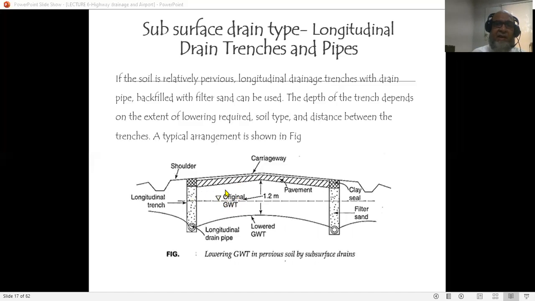And gradually, once you have built this, the groundwater will also be lowered because all the groundwater will now seep through these trenches. And then it will be collected from the pipe. These pipes may be connected with the interceptor drains, and those interceptor drains will be connected to the water course, whatever the drainage infrastructure you have.